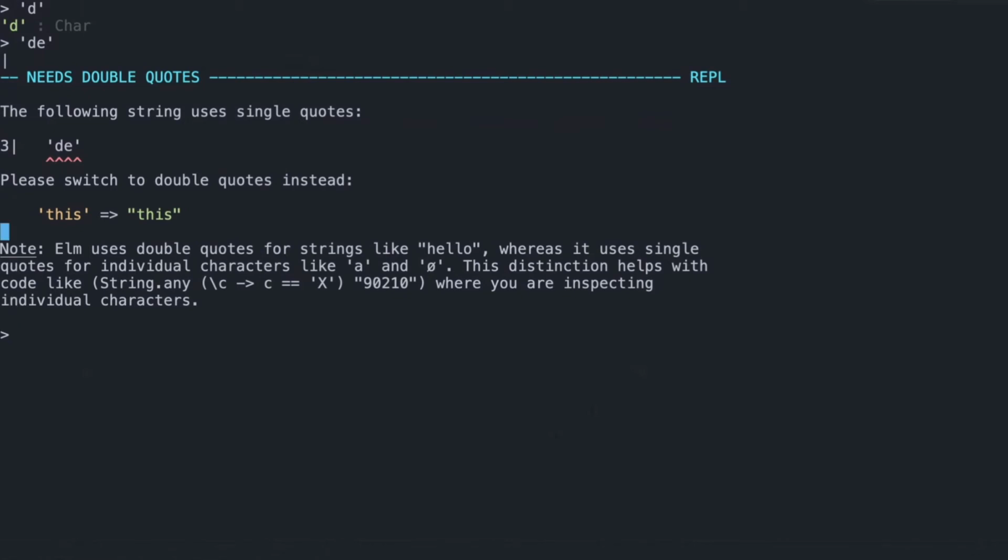And this is where Elm is nice. You're talking to the compiler. So Elm reads your statement, it tries to evaluate it, but if the types aren't right, it will tell you, and with a very nice error message.